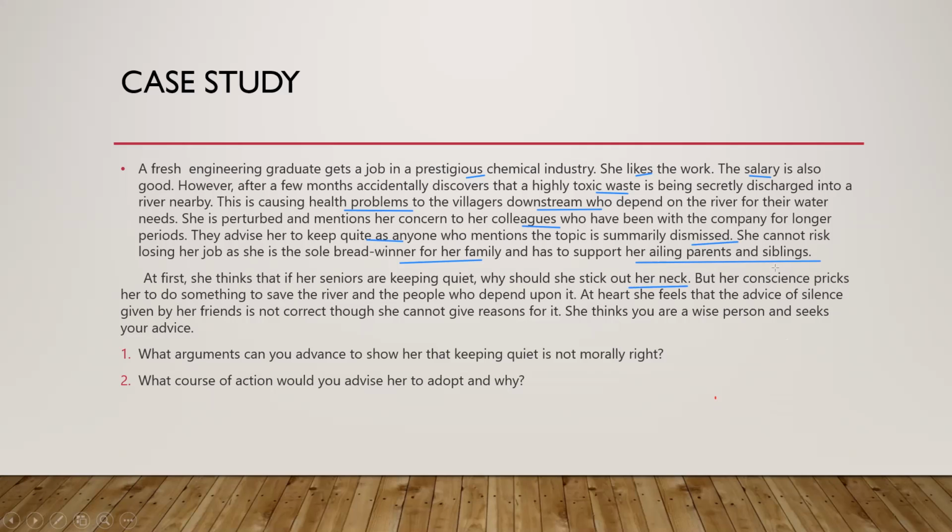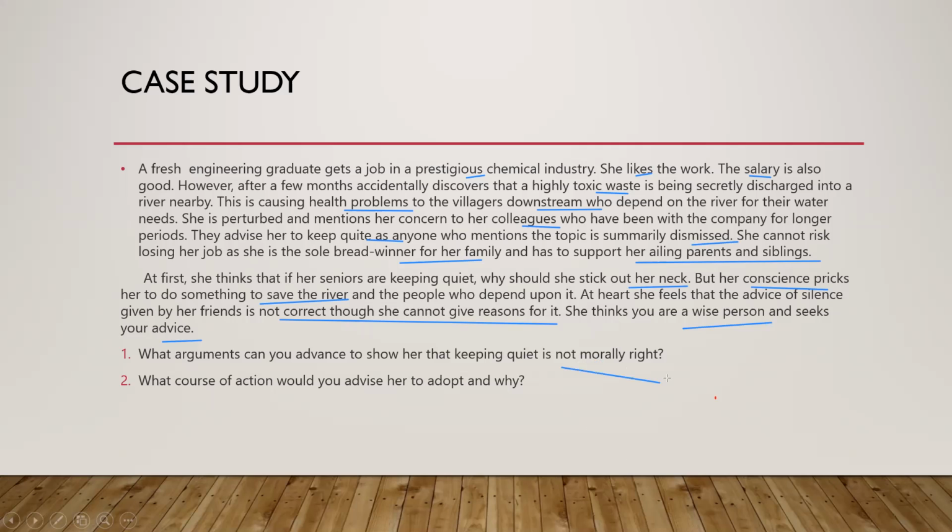But her conscience pricks her to do something to save the river, and the people who depend on it. At heart, she feels that the advice of silence given by her friend is not correct, though she cannot give a reason for it. She thinks you are a wise person, a learned man, and seeks your advice. What arguments can you advance to show her that keeping quiet is not morally right?